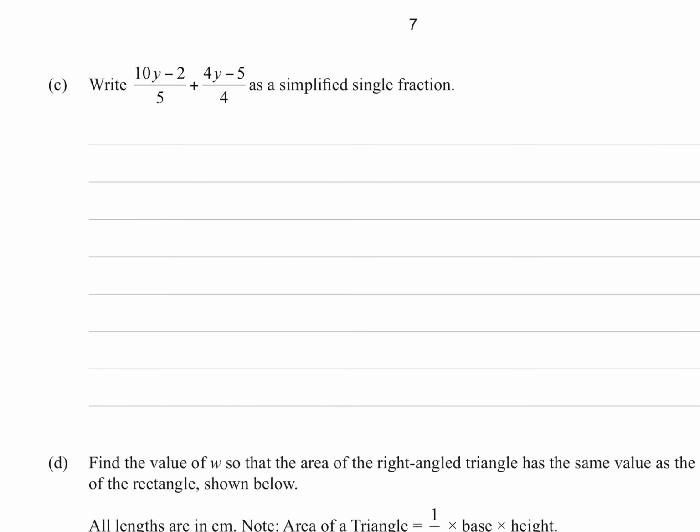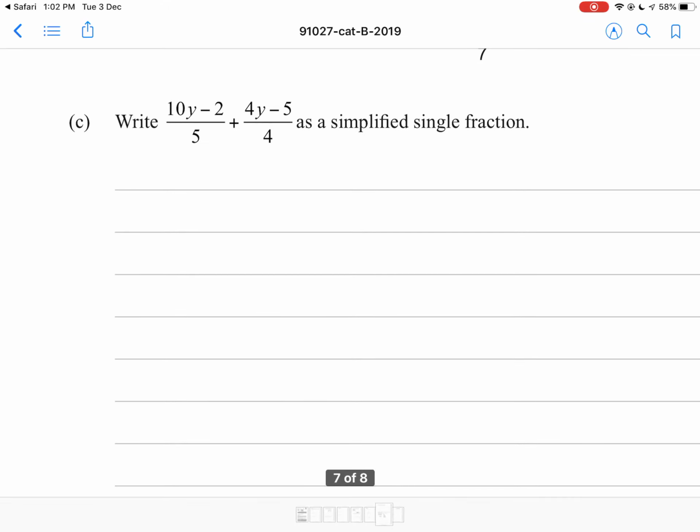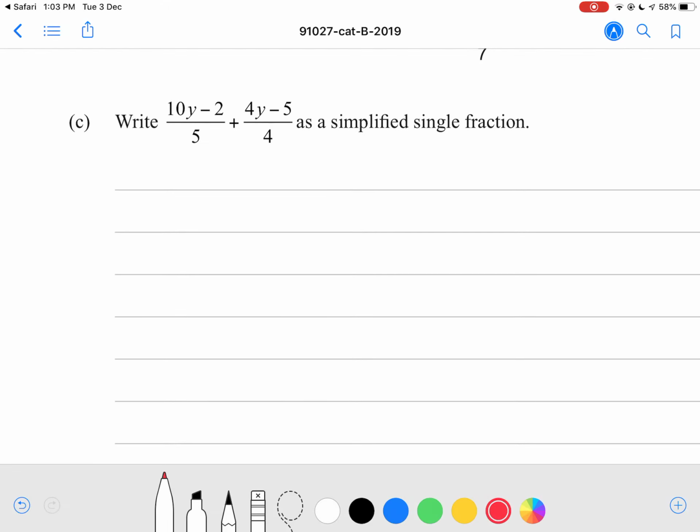Alright, so write (10y minus 2) over 5 plus (4y minus 5) over 4 as a simplified single fraction. In order to do this, we want to make the same denominator. We have 5 and 4, and the lowest common multiple of 5 and 4 is 20. 5 times 4 is 20, so we say (10y minus 2) times 4, plus (4y minus 5) over 20. 4 times 5 is 20, so multiply the top by 5 as well.